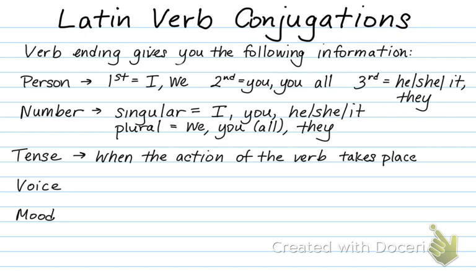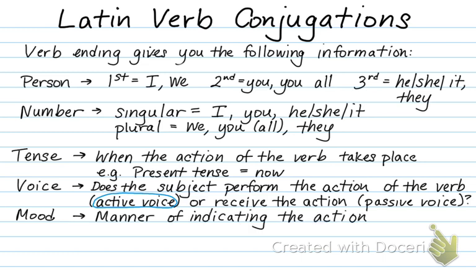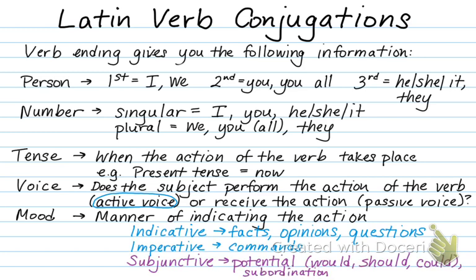Tense tells you when the action of the verb takes place. So the present tense is telling you the action is taking place now. Voice tells you whether the subject performs the action of the verb, which is the active voice, or whether the subject receives the action of the verb, which is the passive voice. We are going to start by learning the active voice. Mood tells you the manner of indicating the action of the verb. For example, indicative states facts, opinions, and questions. Imperative states commands, and the one we'll learn later is the subjunctive, which expresses potentiality or is also used for subordination.